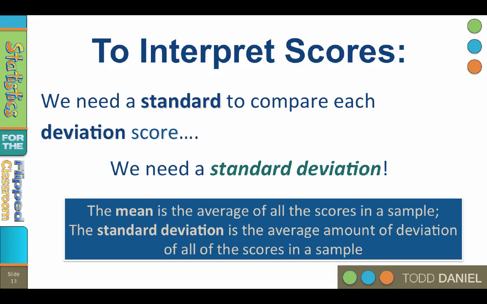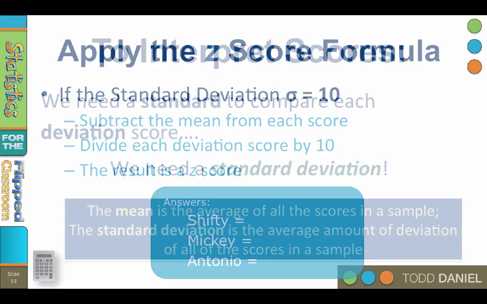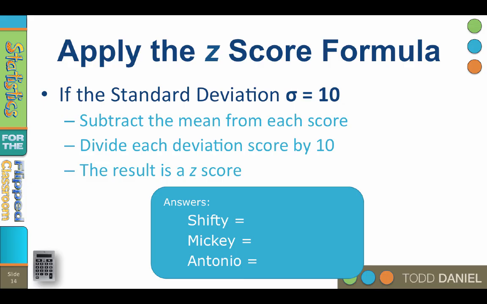Just like the mean is the average of all of the scores in the sample, the standard deviation is the average amount of deviation of all of the scores in the sample. The standard deviation can tell us whether the individual deviation scores are large or not. So we go back to the attractiveness test validation paper, we read the directions again, and we find that the standard deviation for this test is 10.